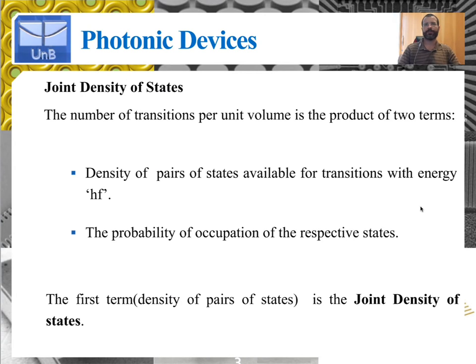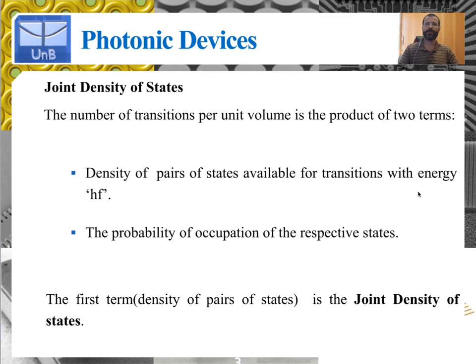The second term, the probability of occupation of these states, is important because you can have lots of states. For example, in the process of emission, you might have a lot of states for electrons to occupy in the conduction band, and a lot of empty states associated with holes in the valence band. But if the probability that there are electrons in the states in the conduction band and holes in the states in the valence band is low, there will not be many downward transitions, and therefore there will not be many emissions of photons.